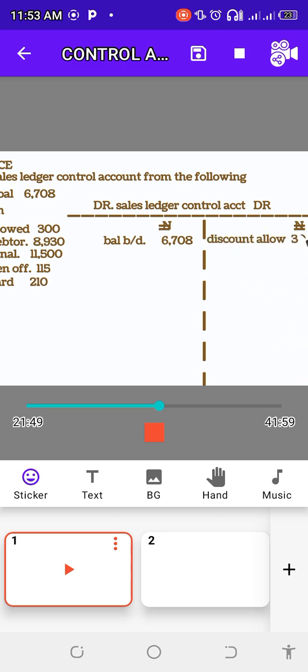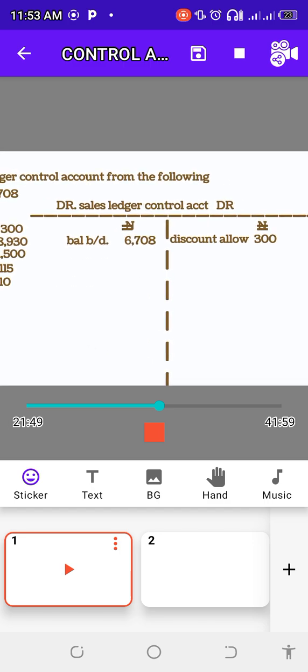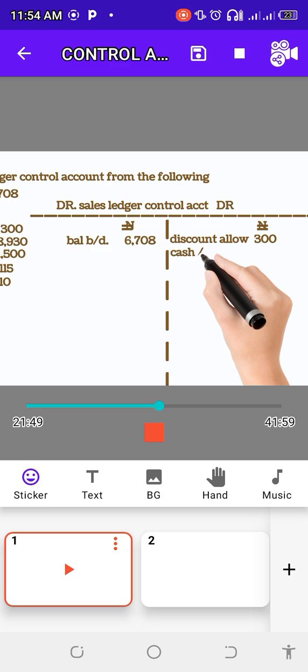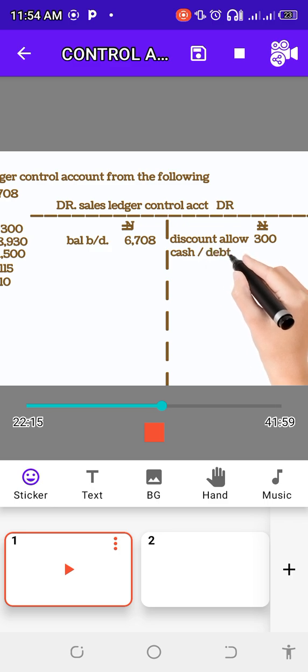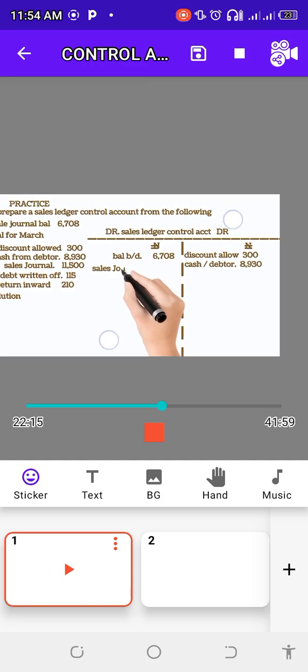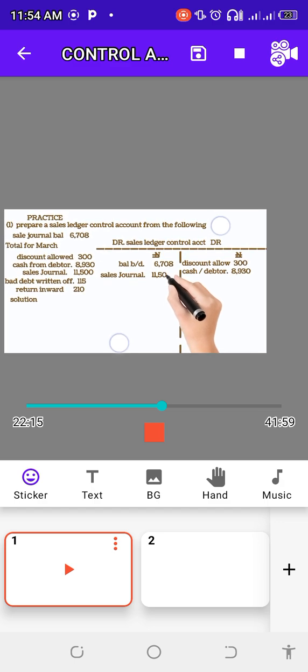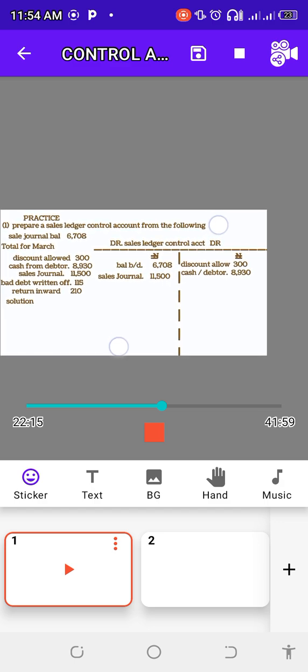Now another thing that will reduce it is this discount allowed. When you allow customers discount, it reduces what they have to pay. Cash received from debtor. The cash we receive from debtor has to reduce the total amount they are owing us. For this account, it's a total debtor account. So anything that reduces the total debtor amount will be recorded in the credit side.